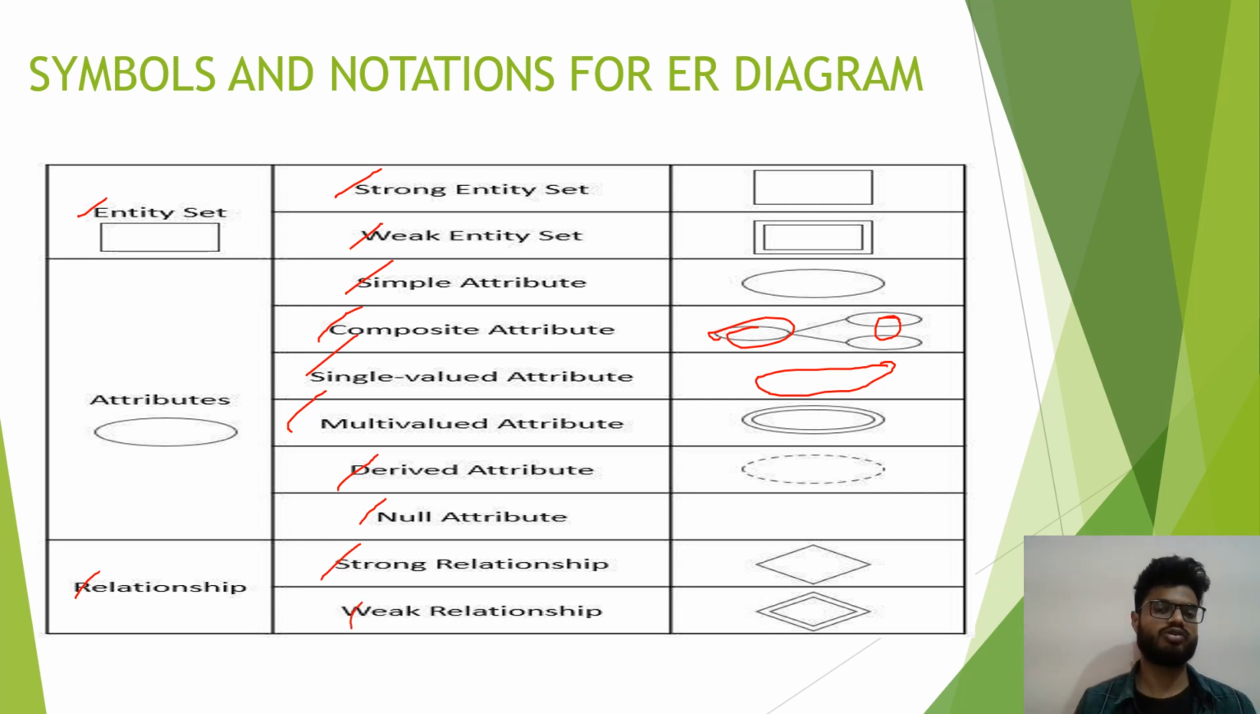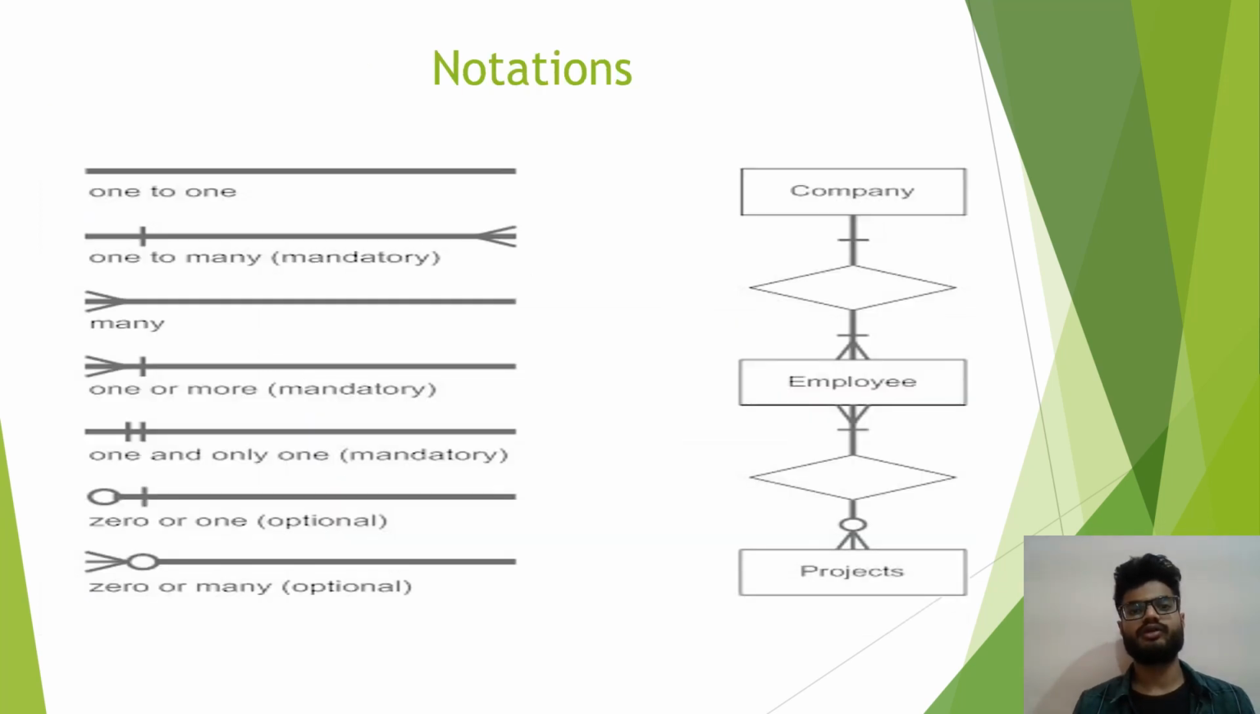a weak relationship is defined by a double rhombus shape. And then notation for relations. A relation is nothing but how one table or entity is related to another. There are mainly four types of relations: one to one, one to many, and many to many. There are certain examples given in the later slides. For example, for a one-to-one relation, we can say that one Aadhaar number belongs to only one person, and one person can only have one Aadhaar number. Like that, we have certain examples in the upcoming slides.